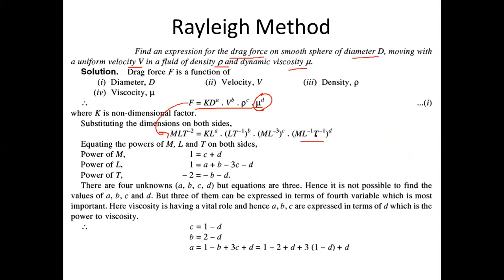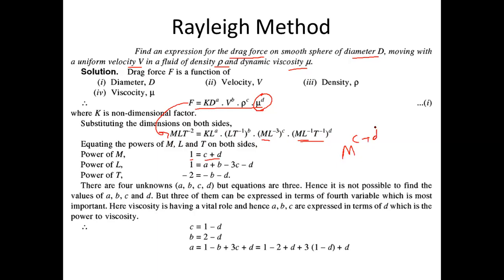Fine. Now, after this, if I simplify, I need to compare the power of M, power of L, and power of T. So power of M, there is only one M here. If you simplify, you will get M to the power c here and M to the power d here. So M to the power c plus d. See, you don't need to rewrite again and again. There is one M here and one M here only. There is no M at other places. So I can say M to the power c plus d, and here M power is equal to 1. So I can say c plus d is equal to 1. Otherwise, you can also write, if you simplify, on the RHS side, M is equal to c plus d.